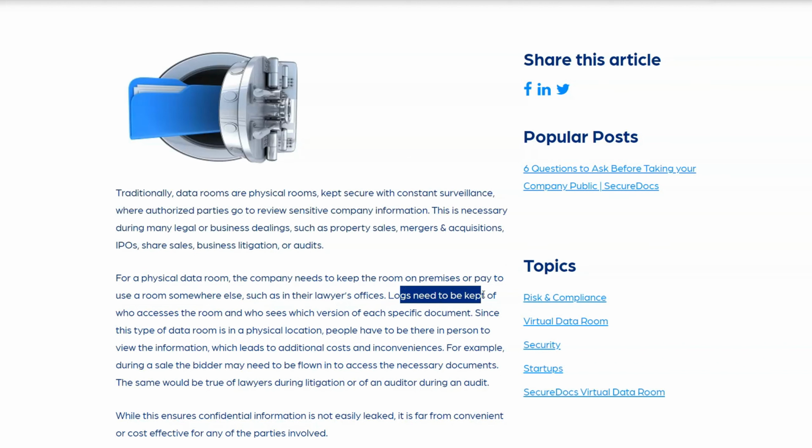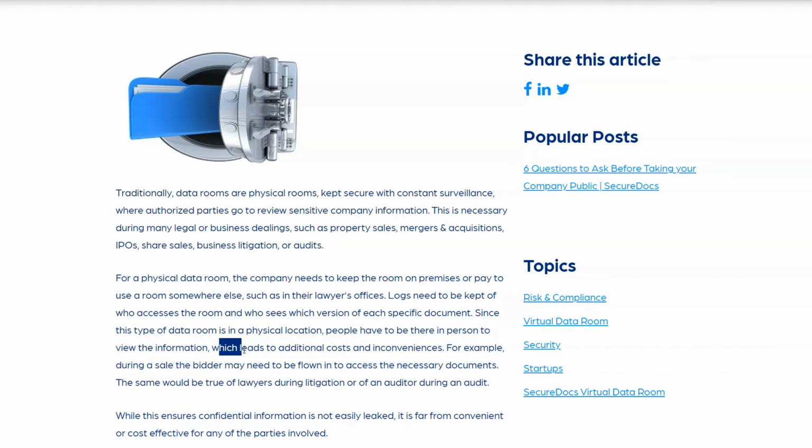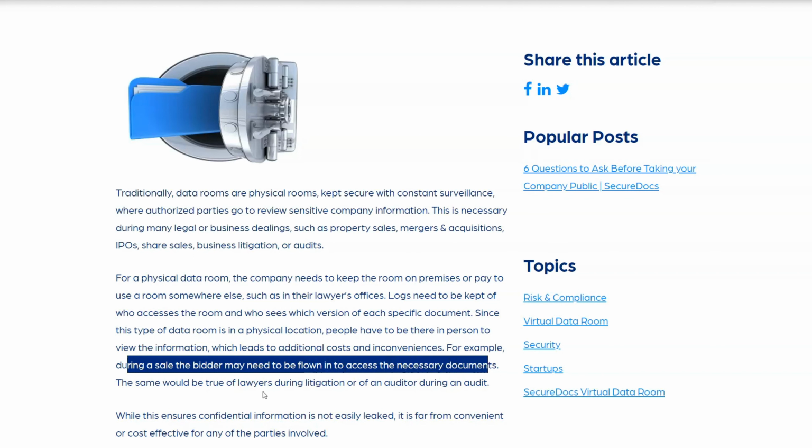Logs need to be kept of who accesses the room and who sees which version of a specific document. Since this type of data room is in a physical location, people have to be there in person to view the information, which leads to additional cost and inconvenience. For example, during a sale, the bidder might need to be flown in to access the necessary documents.